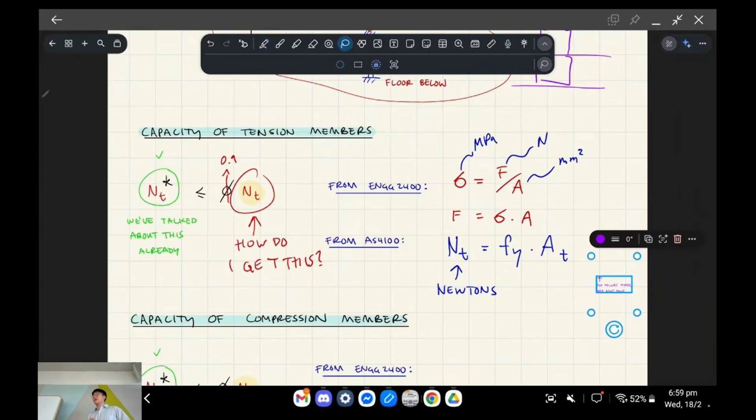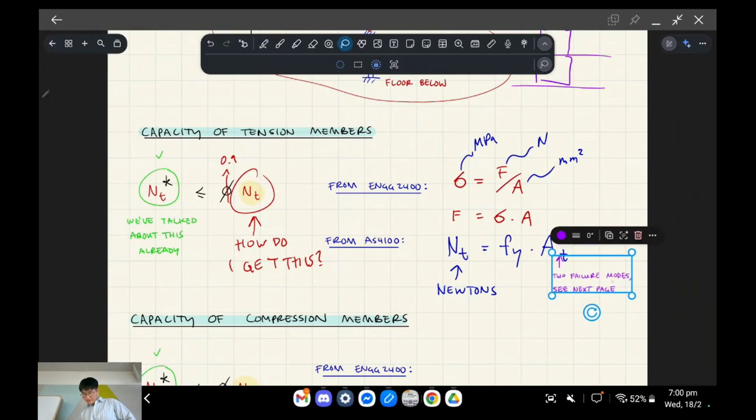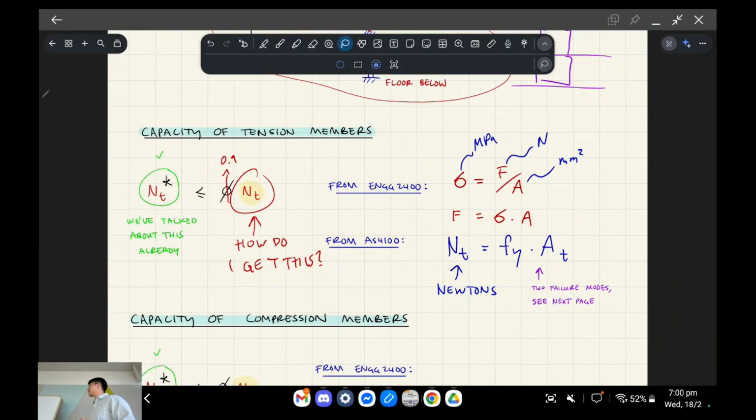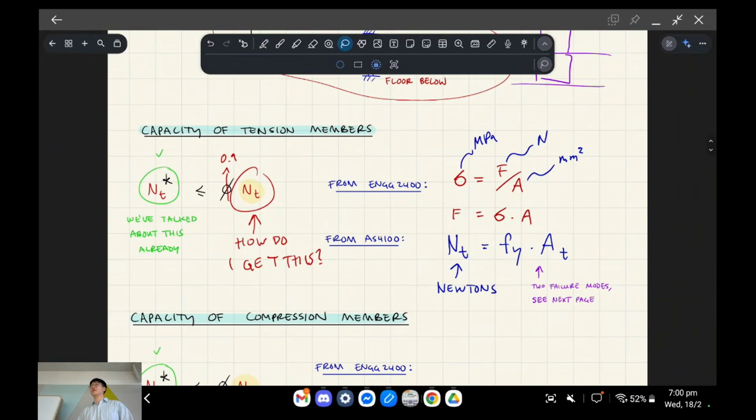Any questions on how we get that? They teach you this topic first because it's generally pretty easy to understand. We're just chucking numbers in and trying to find the maximum tension value we can take. Is that AT? Is that gross area? Oh yeah, I've basically just done the shotgun explanation. I'll get into the specifics. You're right though, there are two failure modes, and we'll expand on the next page. Any other questions from now?